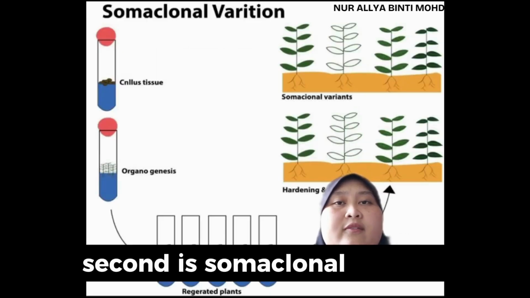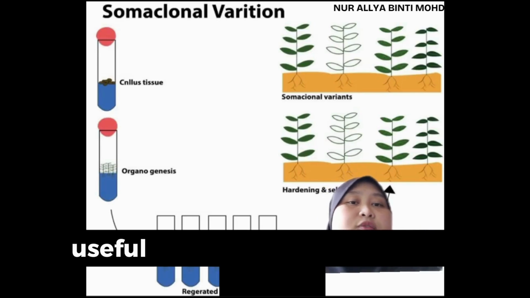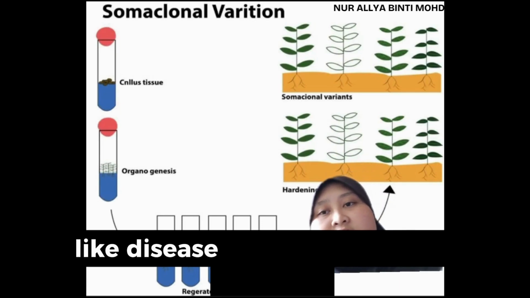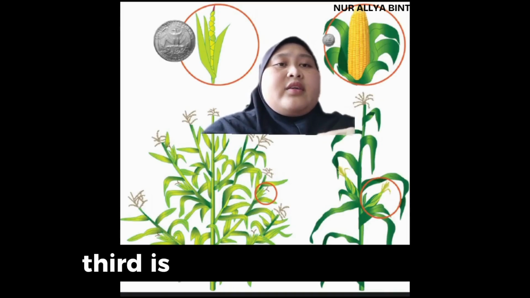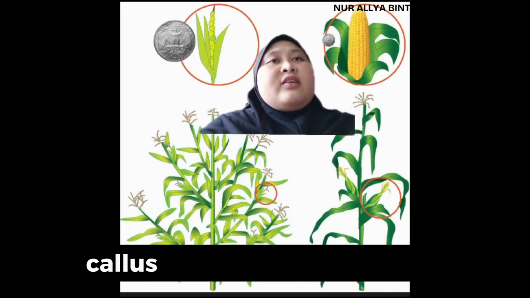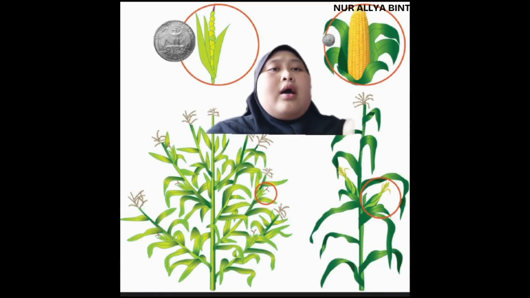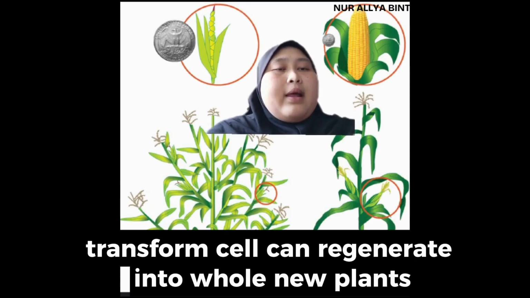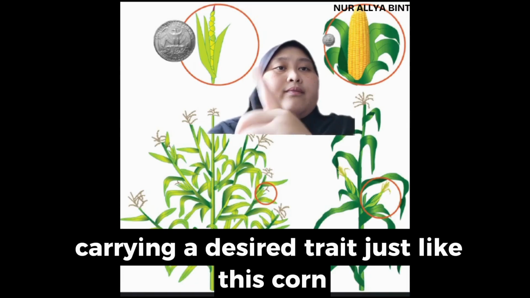Second is somaclonal variation. Callus culture can generate genetic variation useful for developing new traits in crops like disease resistance or stress tolerance. Third is genetic transformation. Callus tissues are ideal targets for introducing new genes. Transformed cells can regenerate into whole new plants carrying a desired trait, just like this corn.